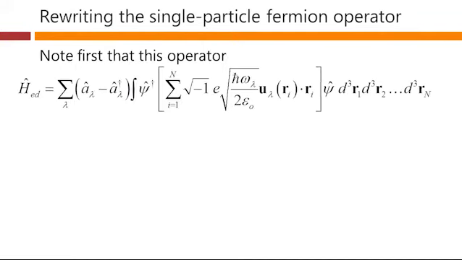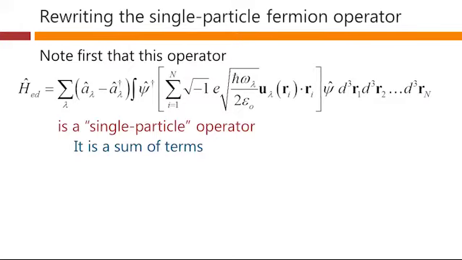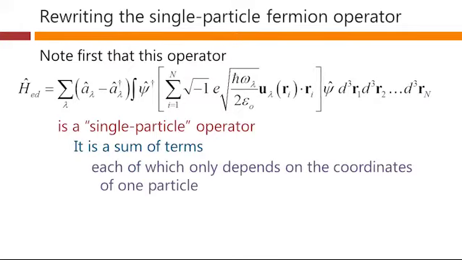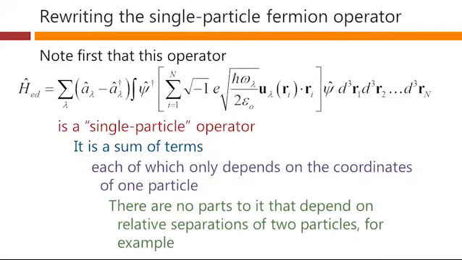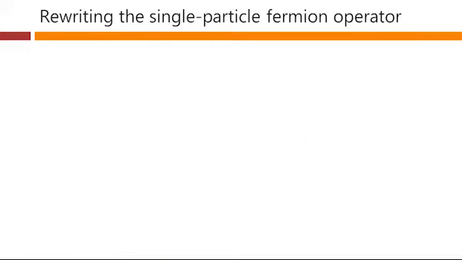Note first that this operator we'd just written down is a single particle operator. It's a sum of terms, each of which only depends on the coordinates of one particle at a time. So there's only one coordinate in here, R_i. There are no parts of this Hamiltonian contribution that depend on the relative separations of two particles, for example.